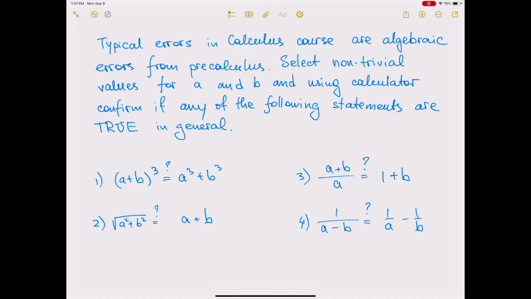What about a plus b divided by a? Can I just cancel a's, so get just 1 plus b? What if I have a fraction 1 over a minus b? Is it 1 over a minus 1 over b? You should be able to select values of a and b. Just take non-trivial values and see whether or not you'll be able to prove that actually none of those 4 formulas in general are the correct formulas.